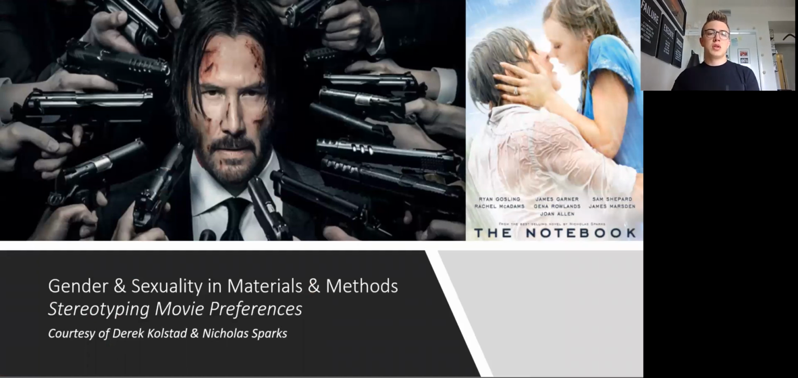Next, we'll be talking about how gender and sexuality is a part of materials and methods through stereotyping movie preferences. So, shown on the left is the movie John Wick, and on the right is the Notebook. Both movies display ideas that trigger the spark in the minds of the intended audience as they relate to either men or women, in which they either encase the ideas of a very intense movie full of action and intensity or a love story for a few examples.